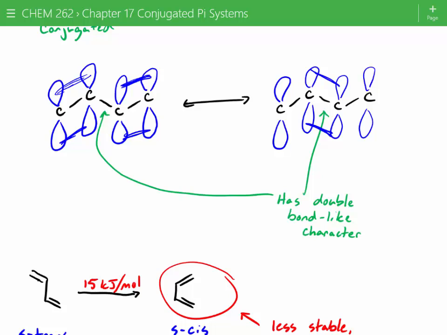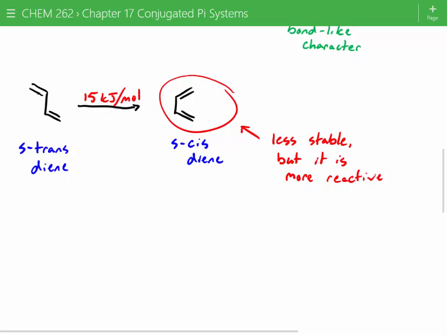And we said because of that, this interior carbon-carbon bond has double bond-like character. It's a little bit harder to rotate than a normal sigma bond, and we said in particular it takes about 15 kilojoules per mole to actually rotate that single bond. And so it's not truly a single bond, it's in between a single bond and a double bond a little bit. So let's get an idea of what's going on at the molecular orbital picture.